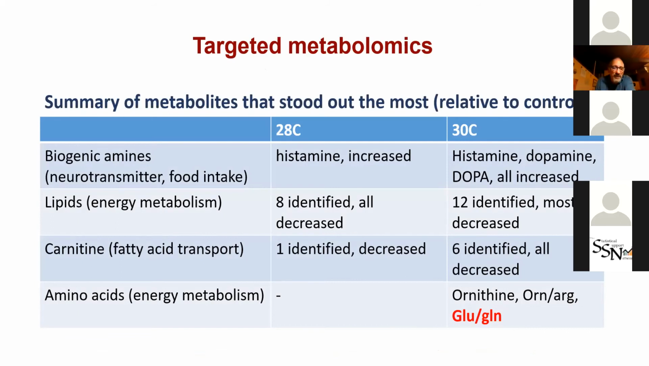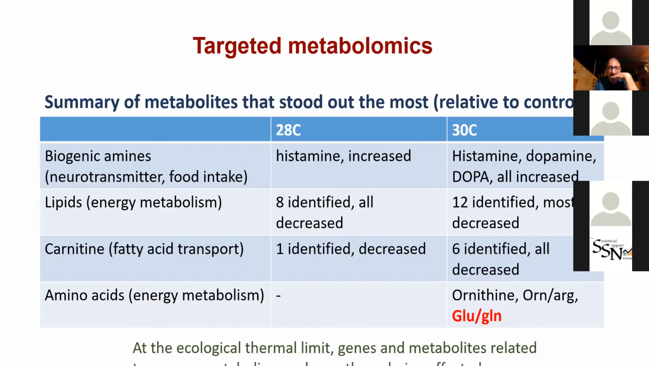We see a pretty good reduction in the quantities of certain lipids. So at 28 degrees, 8 lipids we found all decreased, and at 30, at that thermal limit, 12 of them, most of them decreased significantly. We see carnitine, 1 identified at 28, 6 identified at that thermal limit. So we're sort of getting at what's different between making it and surviving under thermal stress versus not making it and surviving under thermal stress. And these are the things that popped out at us. We also see these amino acid changes, which we'll talk about briefly.